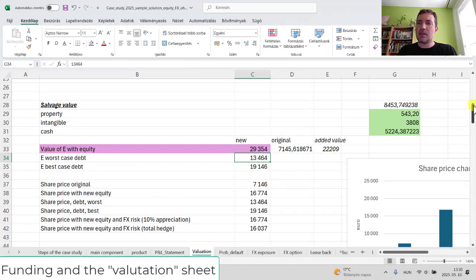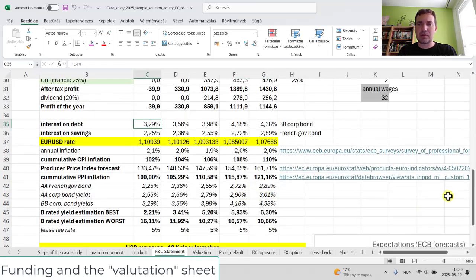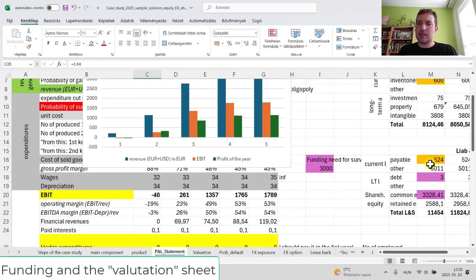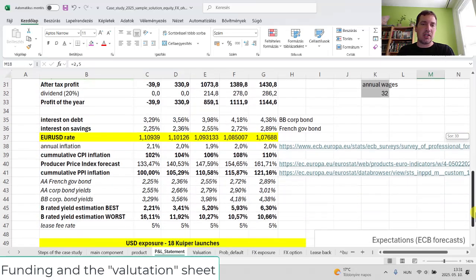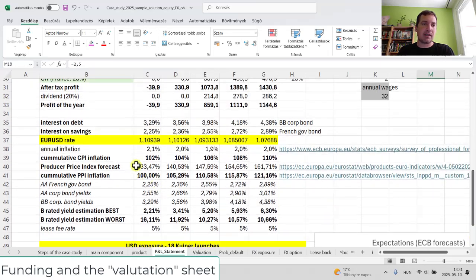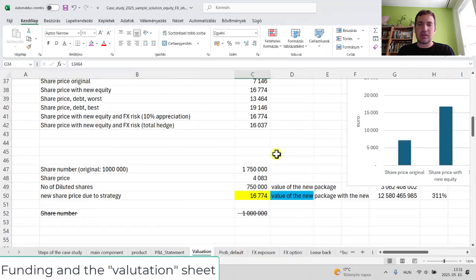Also, we have to think about, okay, what happens if we are just funding it through debt? Using debt is quite simple. I'm adding this number to this number, so increasing this number here in this cell, and also changing my interest on debt from this number to this number or that number. And after that, valuation will change.